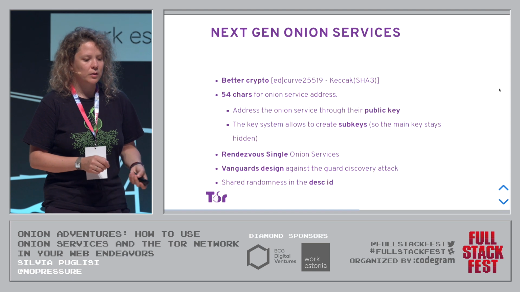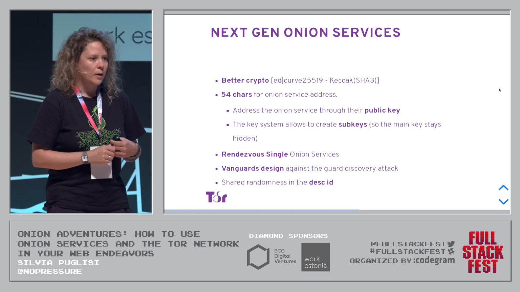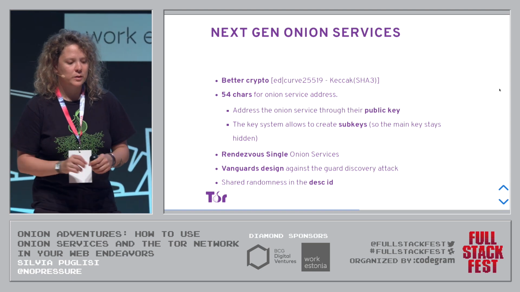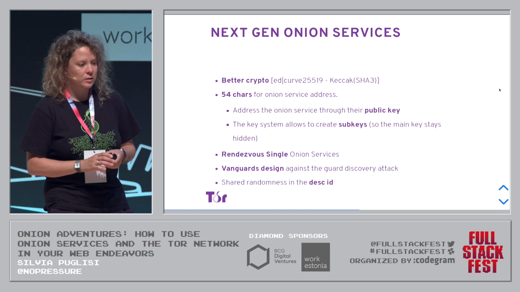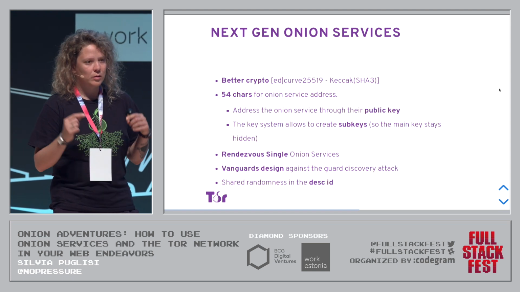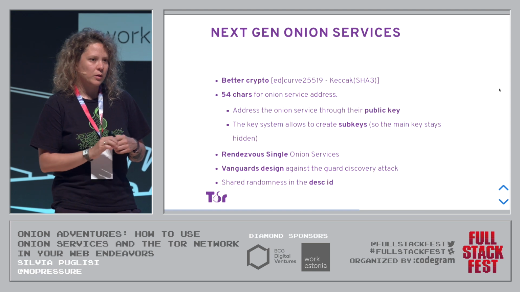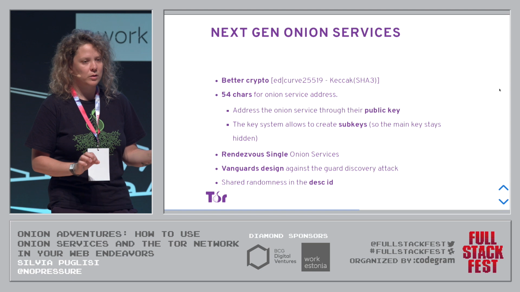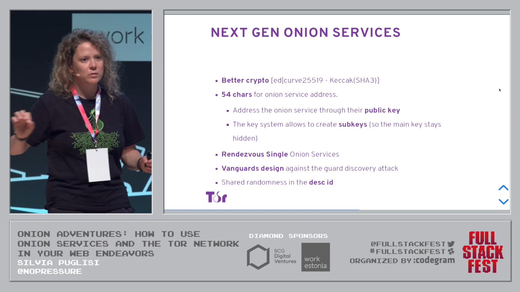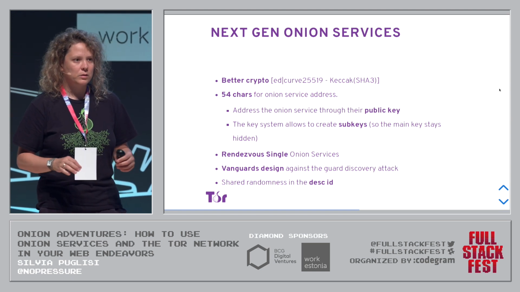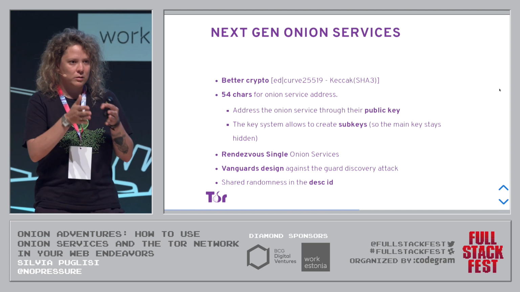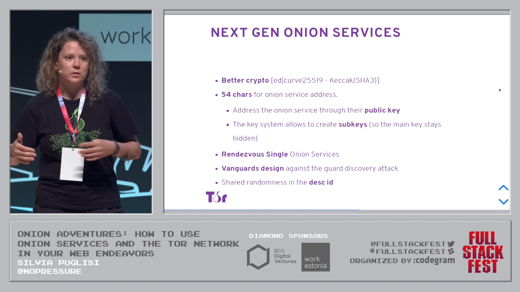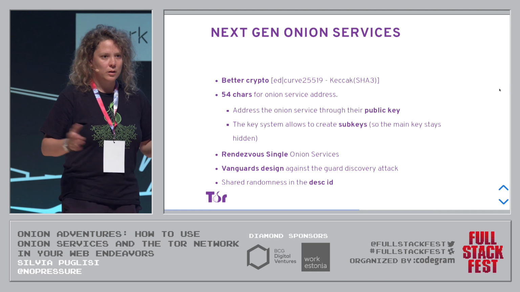There's also rendezvous single onion services. I'm going to explain this a little bit later, but the idea is that when you use an onion service, you connect to the Tor network, and both the server and the user connected to the server have 3 hops each. So it makes 3 hops on one side, the rendezvous node, and 3 hops. So sometimes, it's a lot of hops.